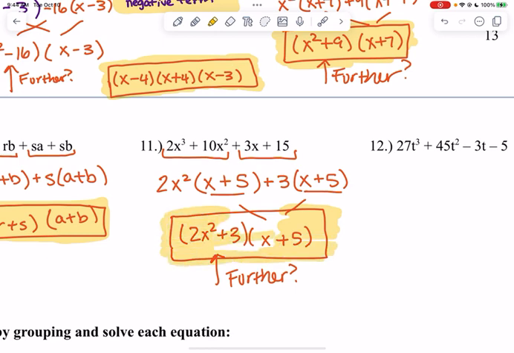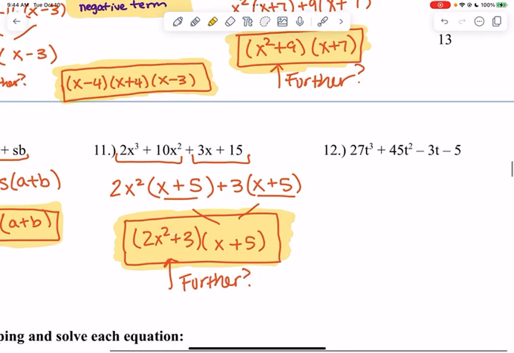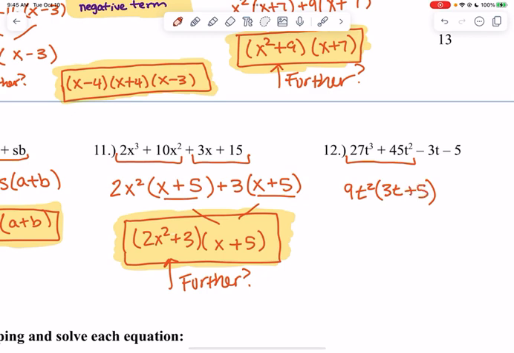Okay, and then number 12, yep. So we've got 27t to the third plus 45t squared minus 3t minus 5. Okay, first two terms, 27 and 45. You can factor out 9, both divisible by 9. T cubed, t squared, you can pull out t squared. Divide. 27 divided by 9, 3. 1t left. 45 divided by 9 is 5. T squared divided by t squared, no t's, leaves you just 1.